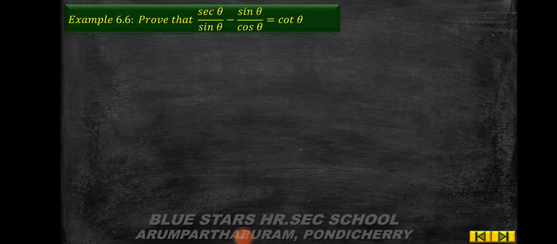Good morning students. In the last video we saw unit 6 trigonometric formulas and example 6.1 to example 6.5. So today in class we are going to see the continuation of unit 6 trigonometry. First we are going to see example 6.6. Prove that secant theta by sin theta minus sin theta by cos theta is equal to cot theta.